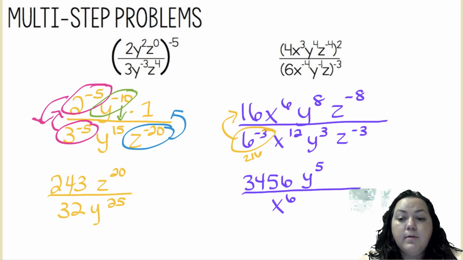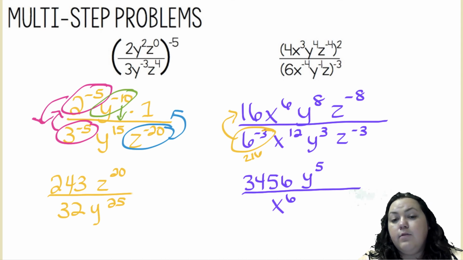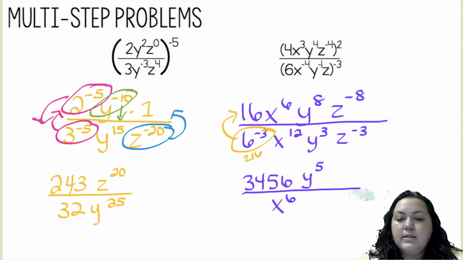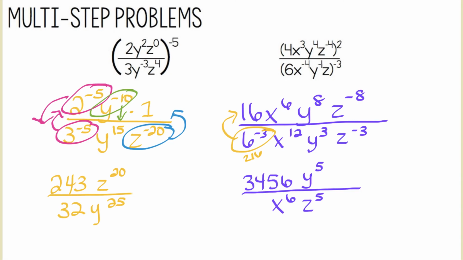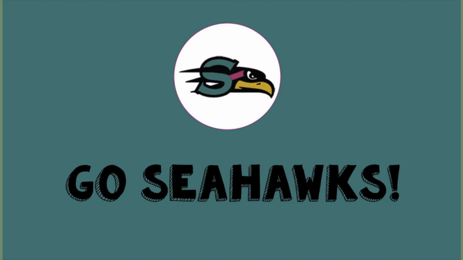And then top, z to the negative 8 minus z to the negative 3. So negative 8 minus negative would be plus 3. That's still going to give me a negative exponent. So it's going to be z to the 5th in the denominator. All right, and that's it.